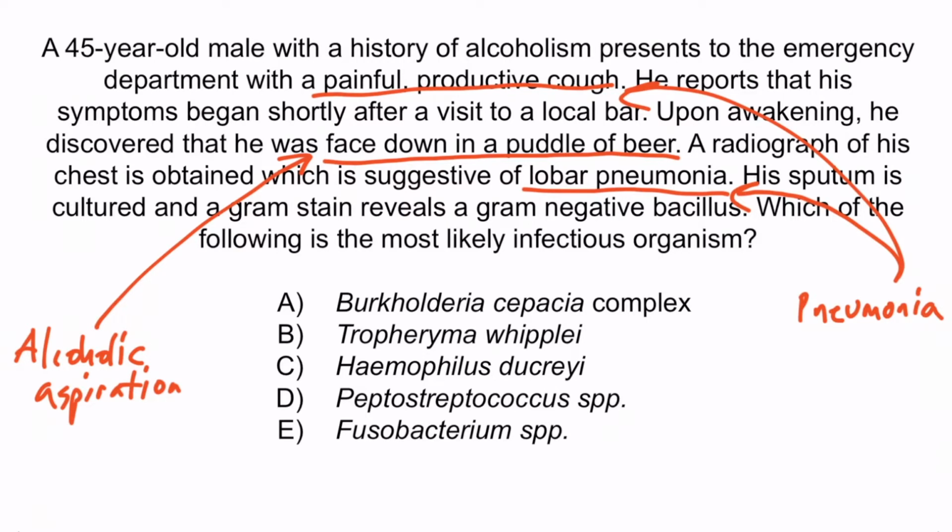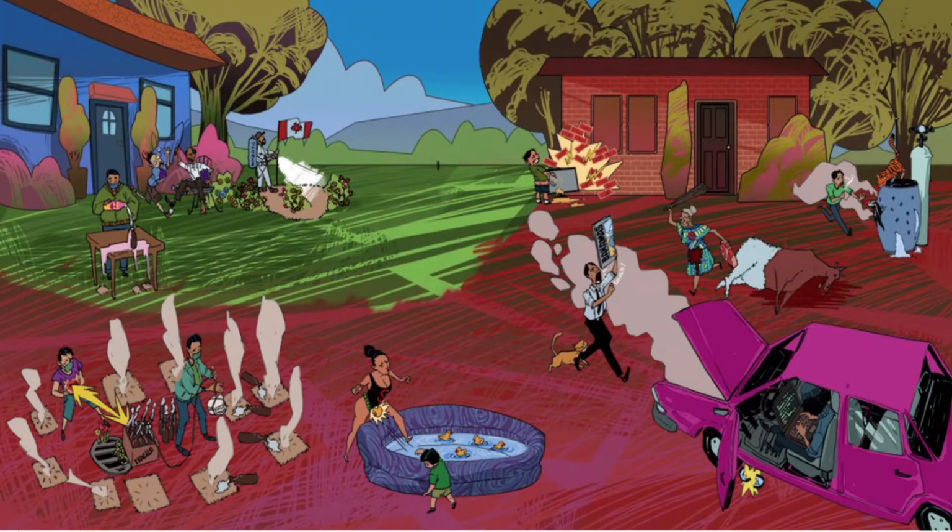We also learned that the organism is gram-negative. So which of the answer choices is a gram-negative organism that's often involved in alcoholic aspiration? That would be choice E, Fusobacterium. Recall from the image that Fusobacterium is over here, so it's gram-negative. And it's associated with these alcoholic Molotov cocktails. This is to help you remember alcoholic aspiration.